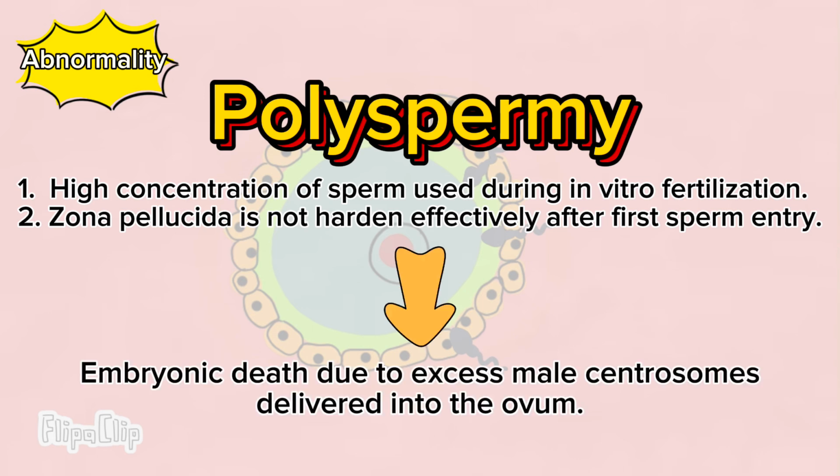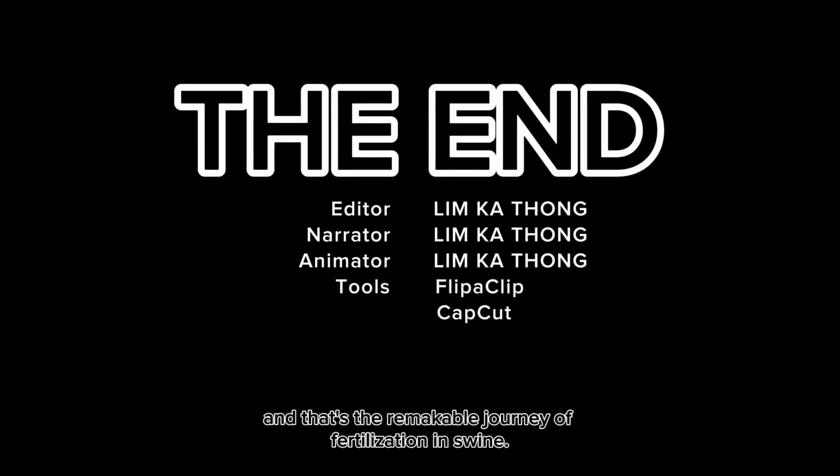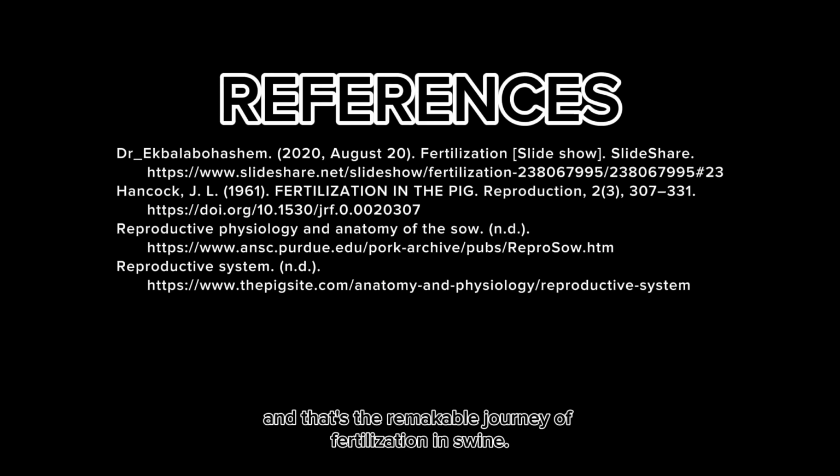These abnormalities in fertilization generally result in embryonic death because of excess male centrosomes delivered into the ovum. Embryos are unlikely to survive beyond the earliest stages of development. And that's the remarkable journey of fertilization in swine.